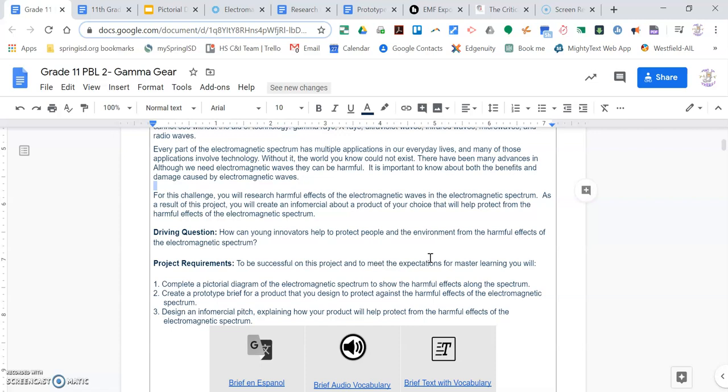So the driving question: how can young inventors help to protect people and the environment from the harmful effects of the electromagnetic spectrum? They'll do this through the project requirements. One, they'll create a pictograph, a pictorial diagram about the EM spectrum and the harmful effects. They'll create a prototype brief about their product they designed to protect against harmful effects of the EM spectrum. And lastly, they'll design an infomercial pitch explaining how their product will help protect from the harmful effects of the electromagnetic spectrum.